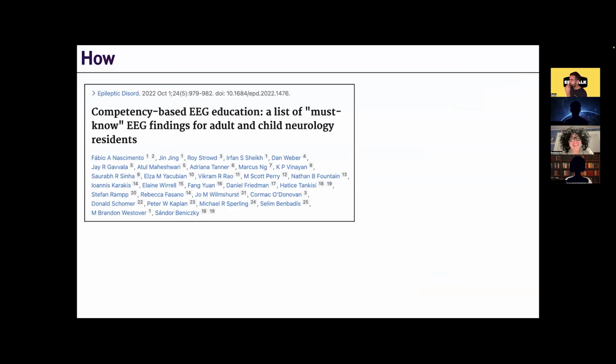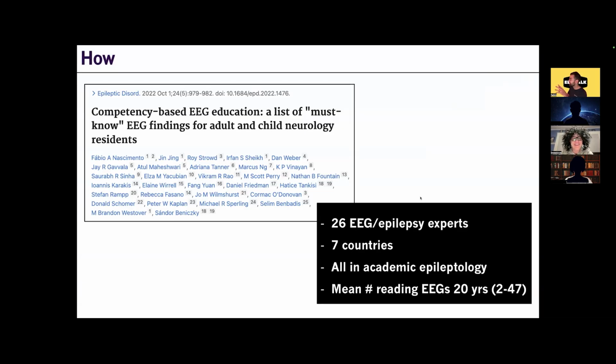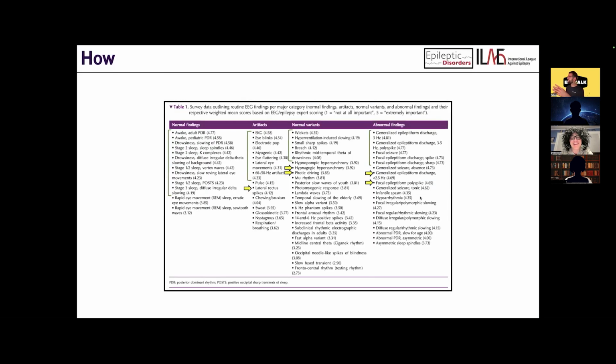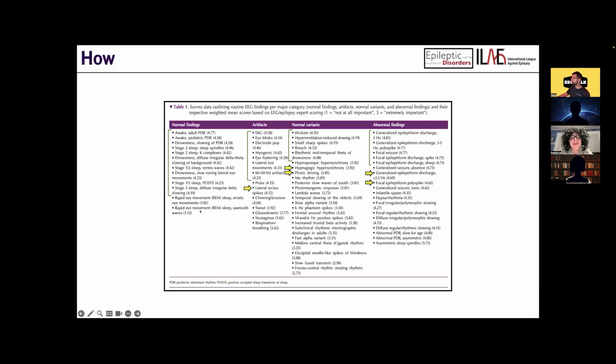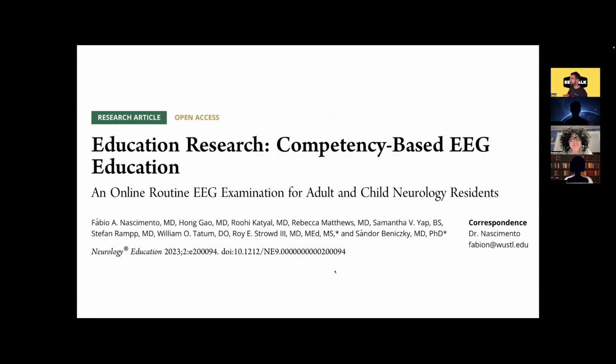Okay, let's just talk about the mechanics a little bit. So initially, we came up with this list of the must-know EEG findings. They're classified based upon the importance. So you can see that we have four different categories, and from the top to bottom, it's the most important at the top to the least important at the bottom. I'm sad that sweat ended up so low on the list. So what we did, we picked the top ones from each category and we created a test out of it.